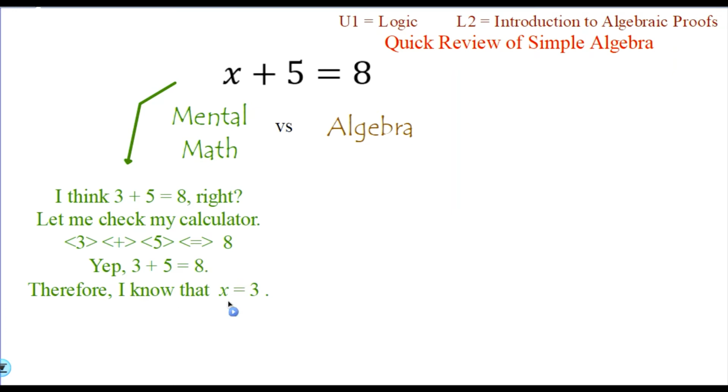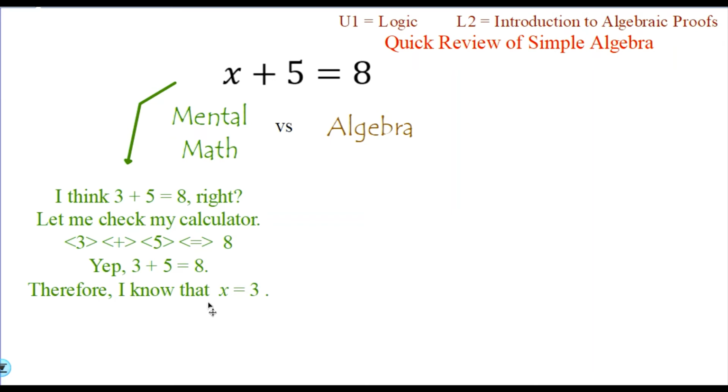I know x has to equal 3. You didn't do any algebra to come up with that. You used mental math. There's nothing wrong with mental math. This is a really easy problem, and you can mentally just figure it out. On problems like this, mental math is probably faster than algebra. The problem is, on more difficult problems, you can't just figure it out. You've got to know algebra to figure out the answers to more difficult problems. So that's why it's important to learn algebra.